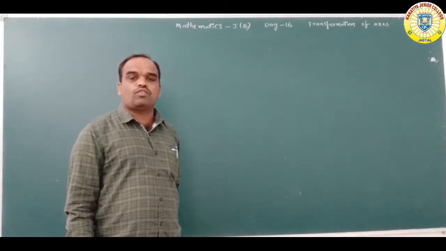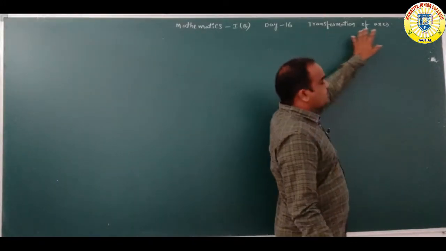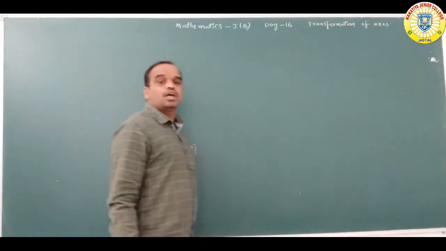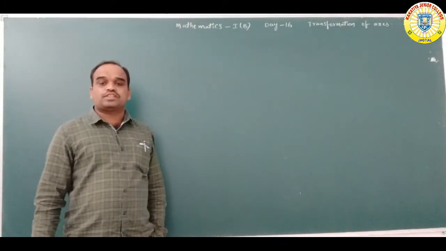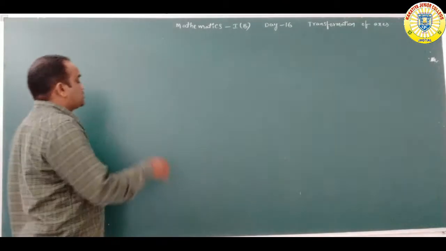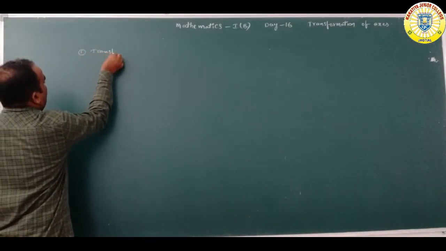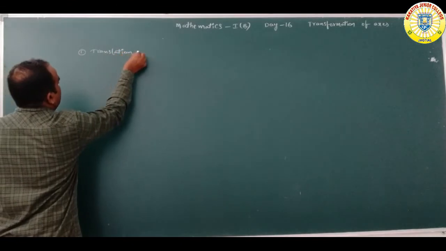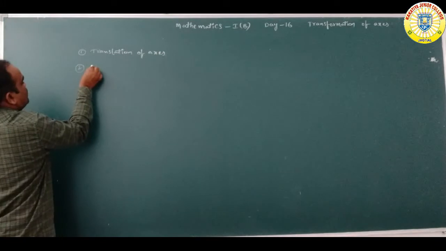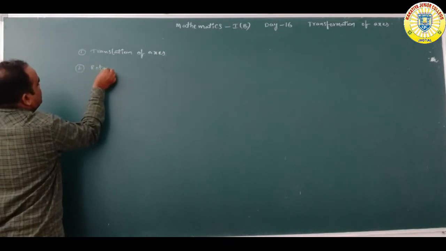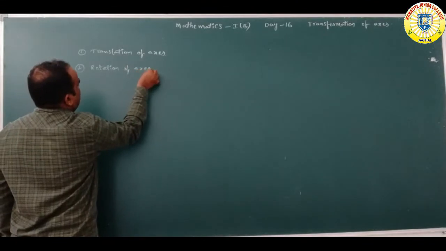Welcome to Maths 1B. The running topic is transformation of axis. Last class we discussed translation of axis and rotation of axis. This is already completed. Translation of axis, second one is rotation of axis.